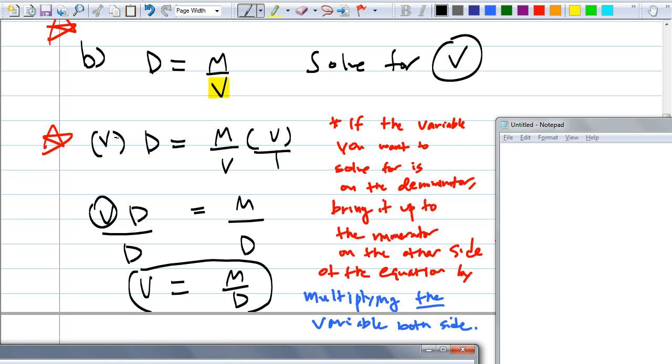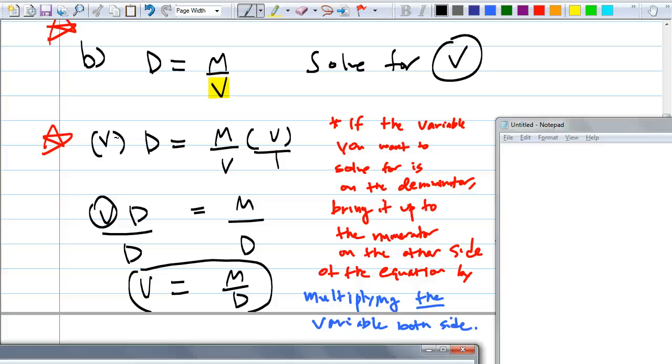It's up to you if writing it out helps you. I just wrote it out. Any other question? Do you see what I did? Can you do something like this for your homework tonight? So please make sure if the variable you want is on the denominator, multiply both sides by that. You don't want it on the denominator. It's hard to solve for it if you do that.